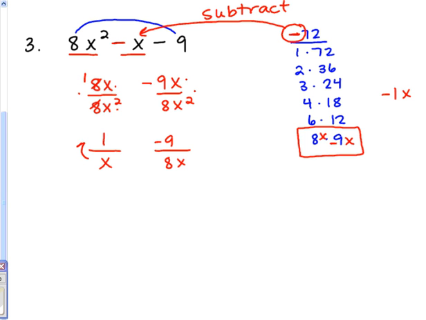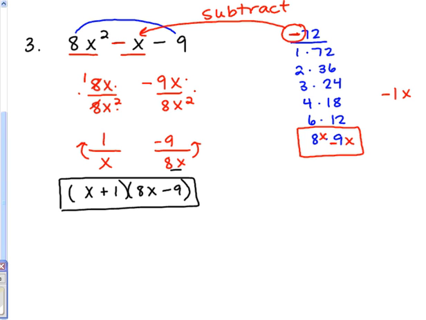Now we say bottoms up or bottom to top. My solution would be x plus 1 times 8x minus 9. So if I write those two binomials, if we multiplied those, it would equal back to the problem we started with. Now, it doesn't matter as far as the order. If I wrote this as 8x minus 9 times x plus 1, the order of the two binomials does not matter, because if you multiply them together, it's still going to equal back to the original problem.